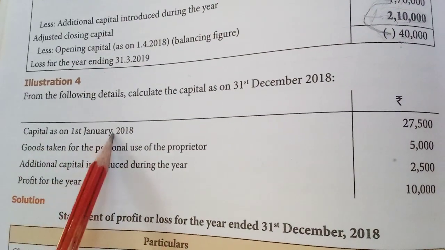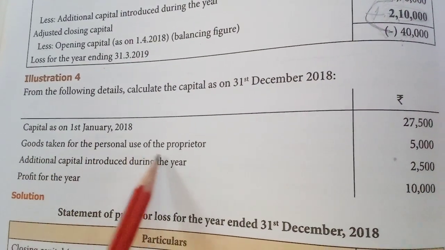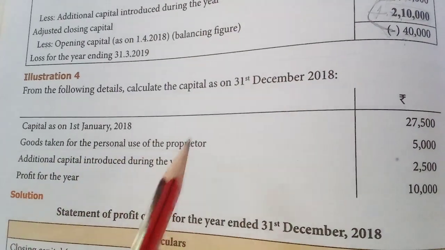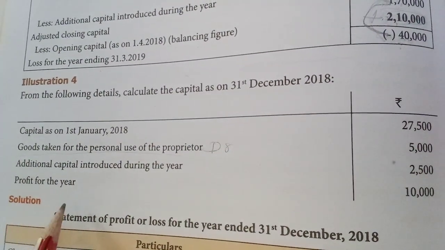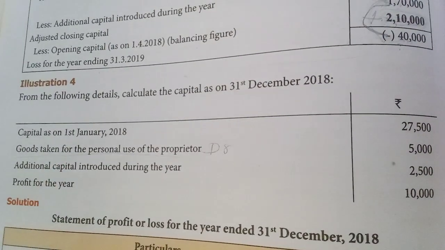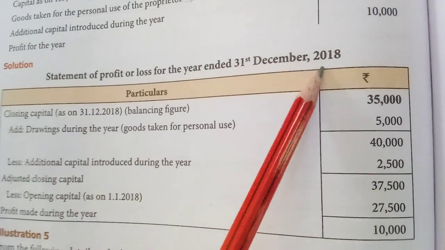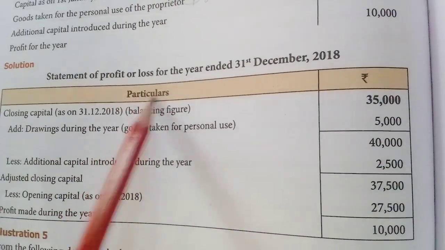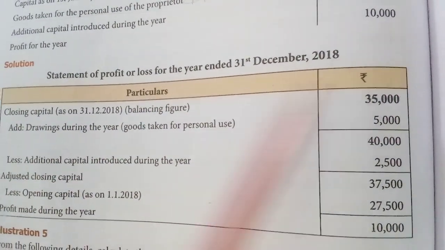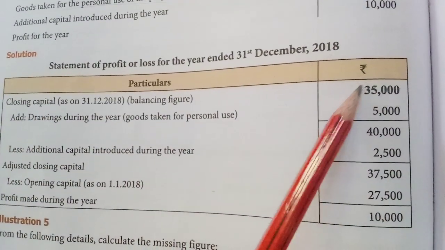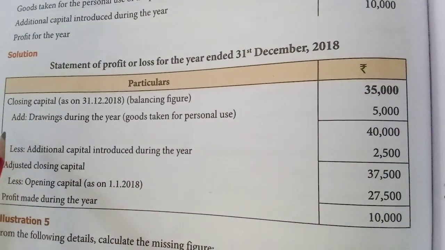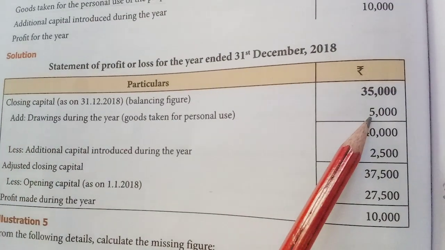Okay, opening capital is given, goods taken for personal use, what is this one? Drawings. Then additional capital is given, and profit is given. We have to calculate. You see the heading, statement of profit or loss for the year ended 31st December 2018. Particulars are given, then rupees is written. For closing capital, you should not write any amount, leave it as it is. Add drawings, write the amount there.